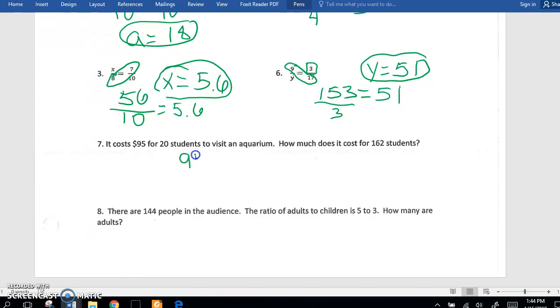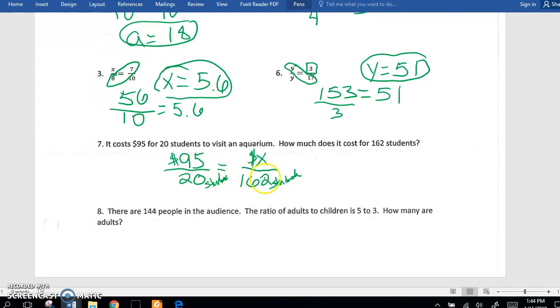So $95. Remember, when we're writing proportions, we have to make sure that we keep the same units on top and the same units on bottom. So if it's $95 for 20, how many for 162? So this is 20 students. Sorry for the horrible handwriting. It's hard to write on the screen. And we want to know the cost. So how many dollars? So we cross multiply and divide.